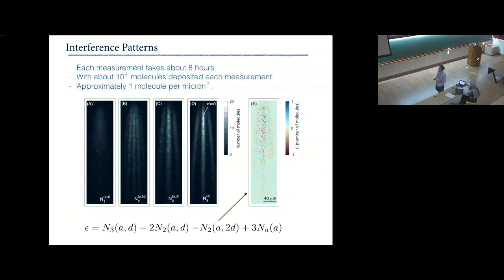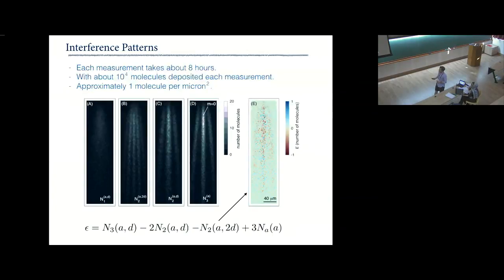So what do the interference patterns look like? Here you can see a single slit diffraction pattern, 2 double slits, and a triple slit. The difference between these 2 double slits is that the grating period here is twice as large. Each measurement that you can see here takes about 8 hours, and we have about 10,000 molecules deposited in each particular screen. To give you an idea of the density, it's about one molecule per square micron. Each of these is about 80 microns wide and about 280 microns tall.